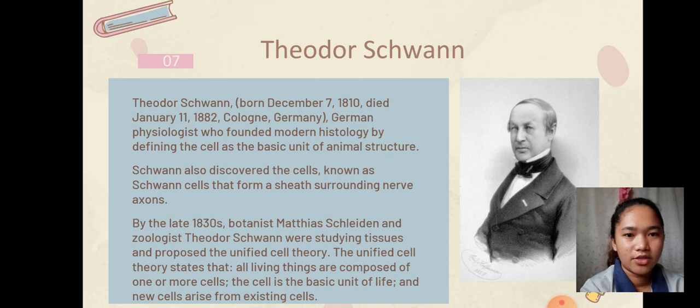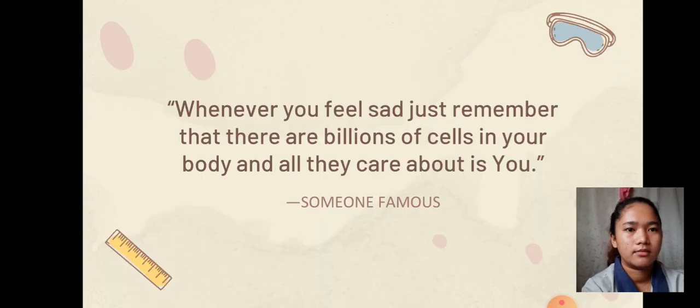By the late 1830s, botanist Matthias Schleiden and zoologist Theodor Schwann were studying tissues and proposed the unified cell theory. The unified cell theory states that all living things are composed of one or more cells. The cell is the basic unit of life, and new cells arise from pre-existing cells.